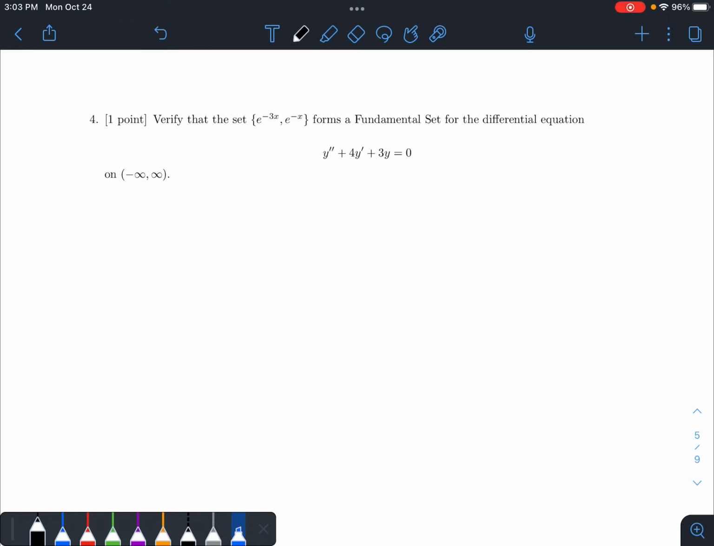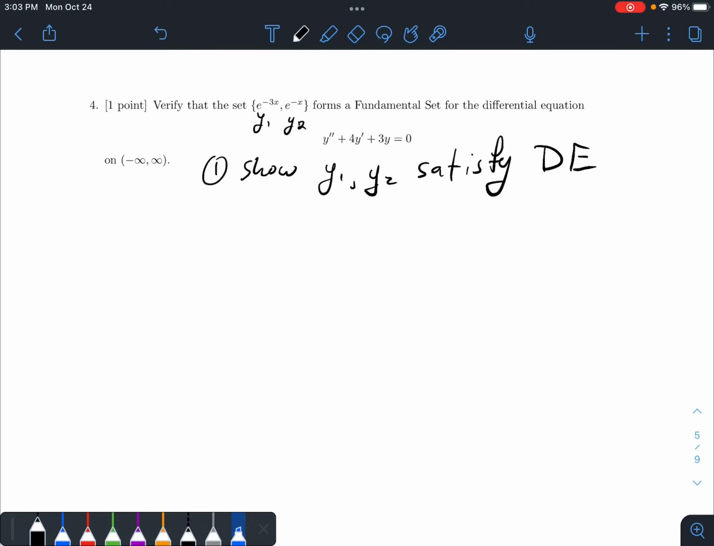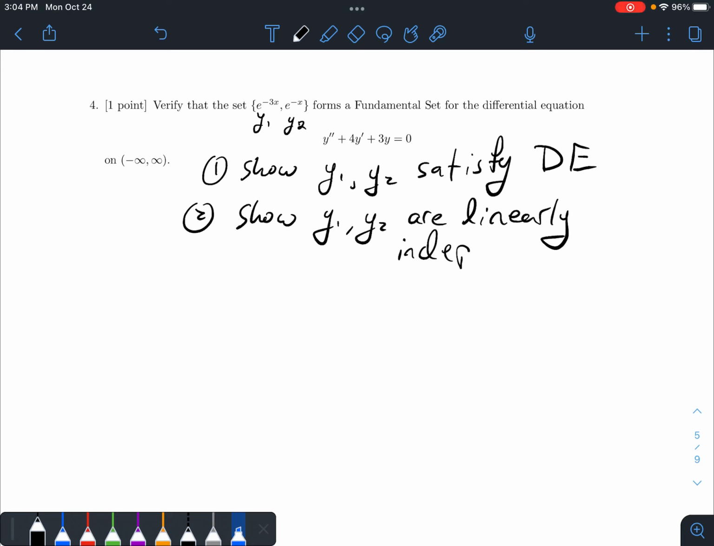Verify that this set forms a fundamental set for this differential equation. There are 2 parts there. You need to, 1, show that, I'm going to call these guys y1 and y2, show that these satisfy our differential equation, and 2, we need to show that y1 and y2 are linearly independent.